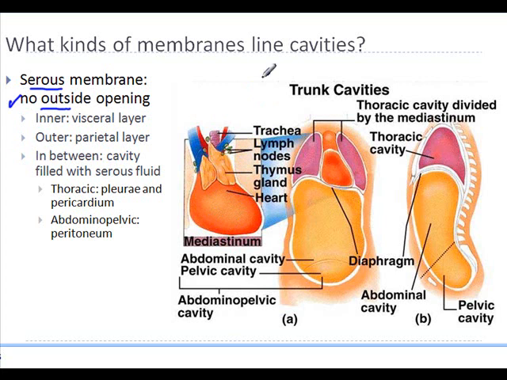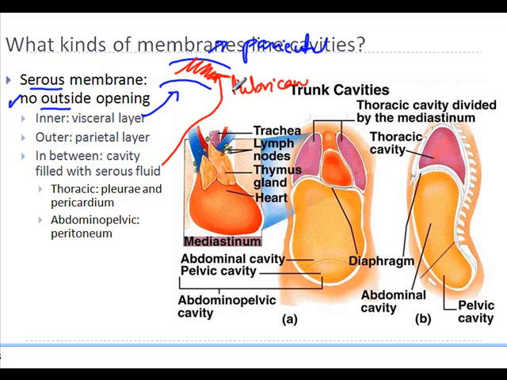The serous membrane actually has two parts. The outer part is called the parietal layer, and the inner part is called the visceral layer. In between the two layers is a fluid, called the serous fluid. This fluid is a very good lubricant, and it reduces friction. For example, the heart is constantly beating, and it would cause a lot of friction against the ribs, and to avoid that friction, the serous fluid lubricates the mechanism.